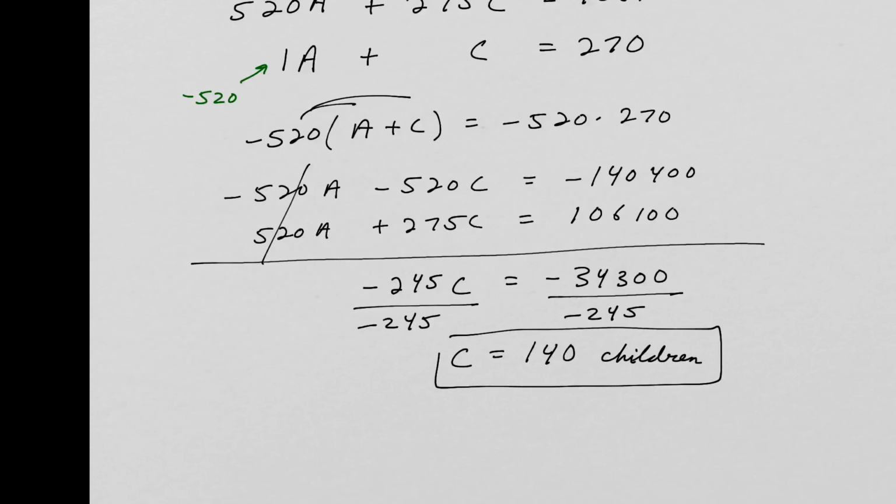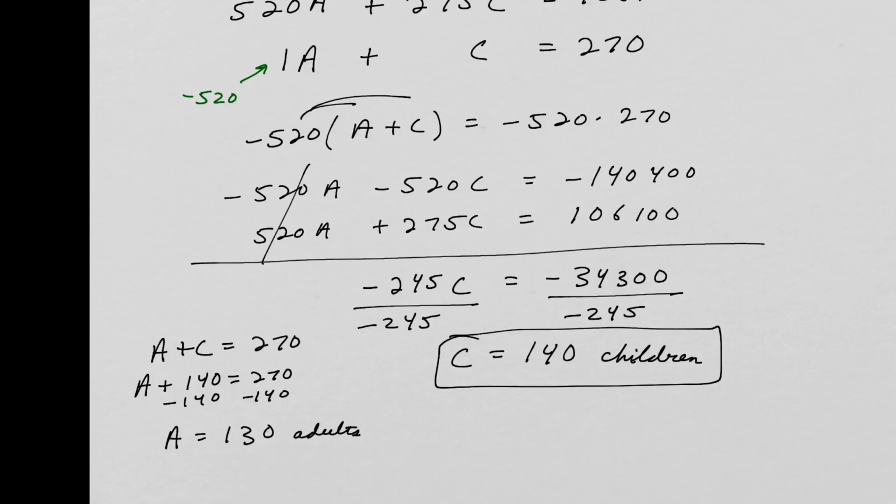How do I figure out the number of adults? Well, I plug C back into one of the equations. What's the easiest equation to plug back into? Probably that original first equation, right? A plus C is equal to 270. So now I know C is 140. I can plug that in. So if I subtract 140, subtract 140, I'll find that A is equal to 130. Remember, that represented the number of adults. So it was 130 adults. So that's the answer to my question. 130 adults, 140 children.